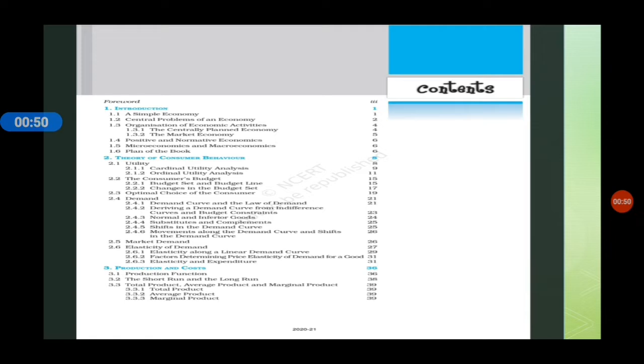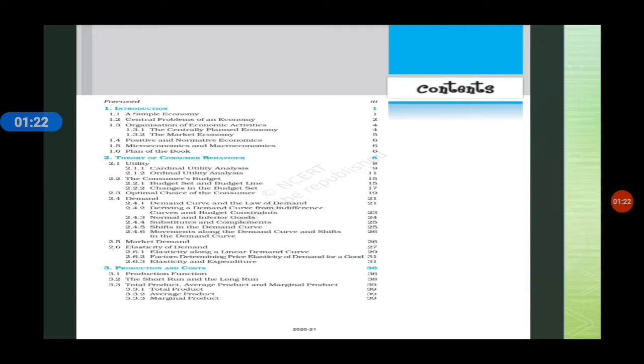The first chapter, that is Introduction, as the title suggests. Here we see some introductory concepts like the meaning of simple economy, central problems of an economy, organizations of economic activities, meaning what kind of economic activities are conducted in the centrally planned economy and market economy. So that we learn here.